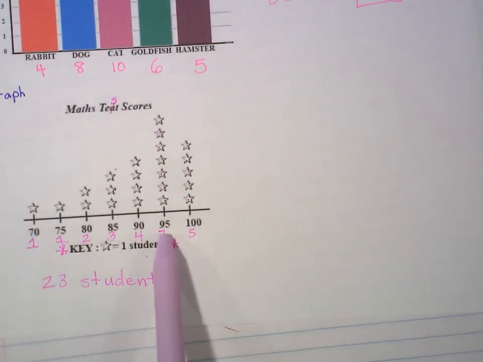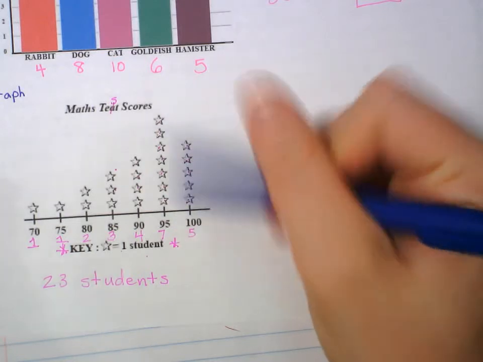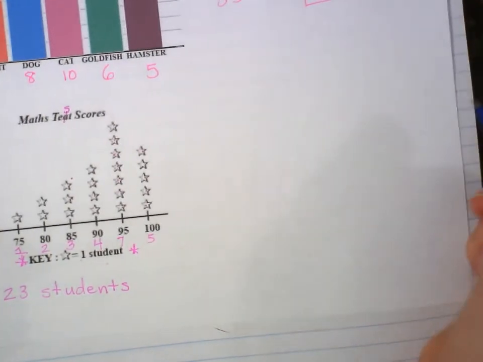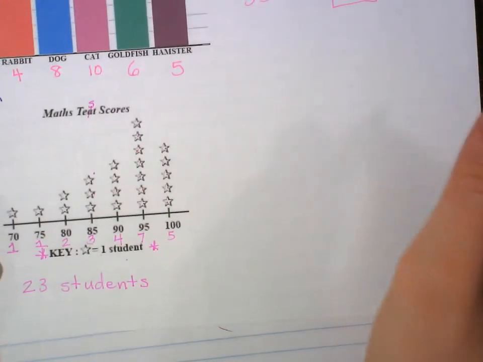It would make sense to add up 70 because there's only one student who scored a 70. But what about the 7 kids that got a 95? You have to add up 95 those 7 times, or 95 times 7 instead of adding it up 7 times. Did I say 5? I meant 7. Okay, so these take a little bit longer.